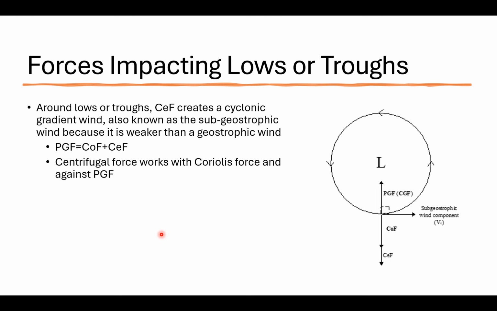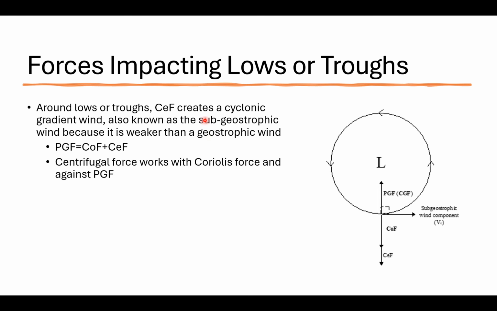All right, now moving on to forces impacting lows or troughs. Let's look at the wind forces around low pressure or troughs. Let's stay in the upper level chart. So let's say this L on the right hand side represents an upper level low, a height center, okay? Around lows, or these low height centers or troughs, centrifugal force creates a cyclonic gradient wind, and this is going to be known as a subgeostrophic wind because it is weaker than a geostrophic wind.